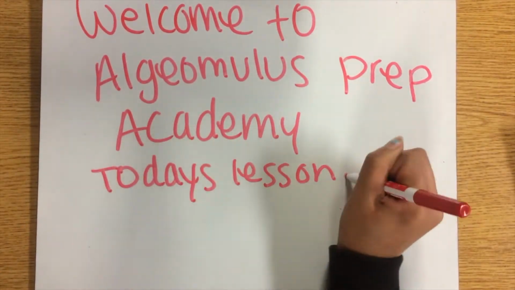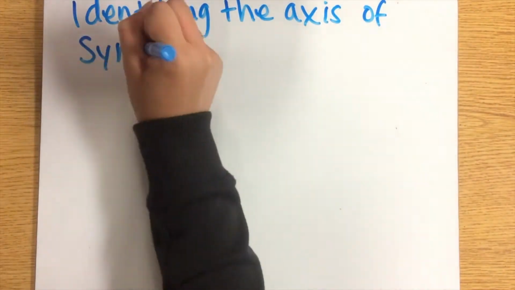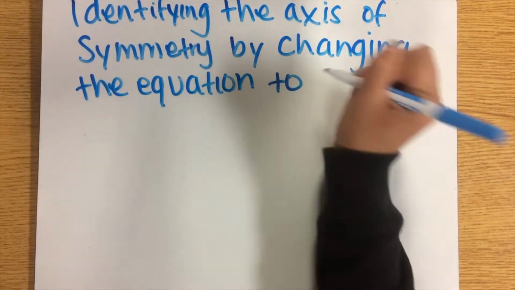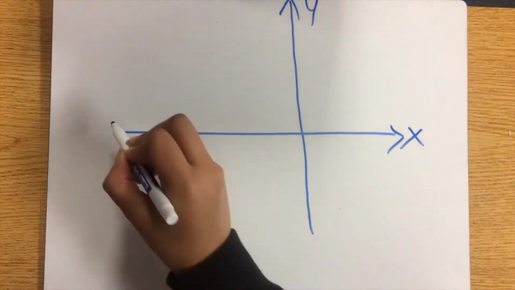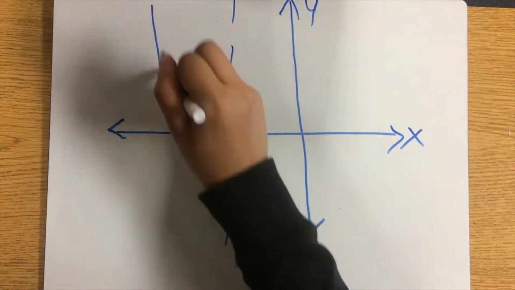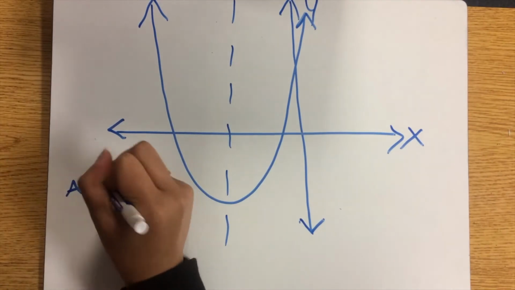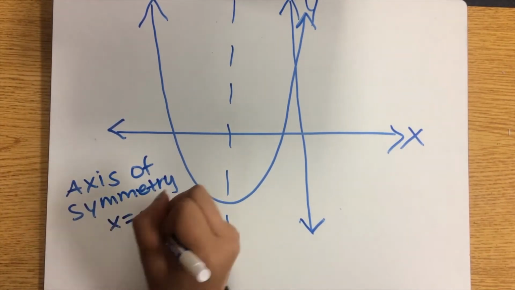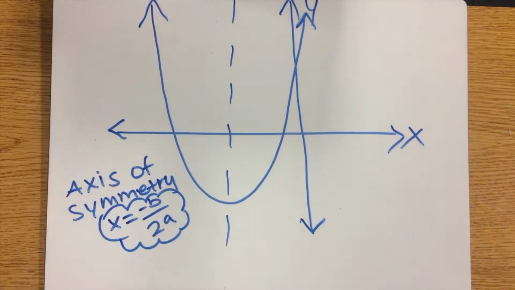Today's lesson is identify the axis of symmetry by changing the given equation into standard form first. The axis of symmetry is a line that cuts the parabola right in the middle. The equation to find the axis of symmetry is x equals negative b over 2a.